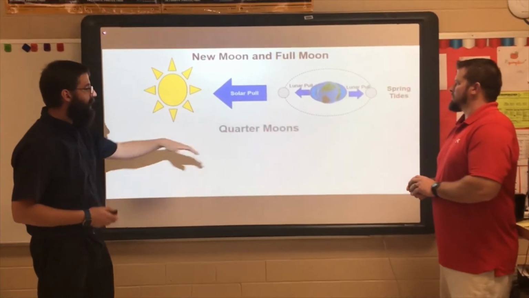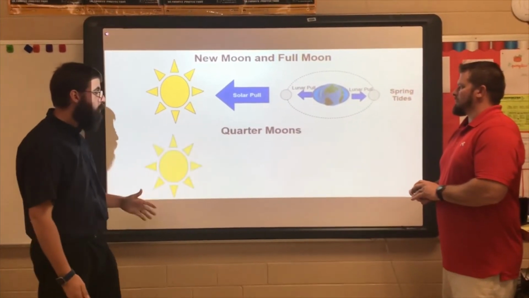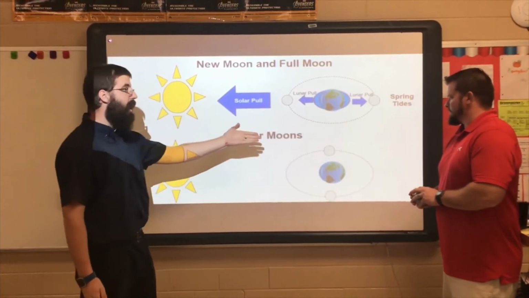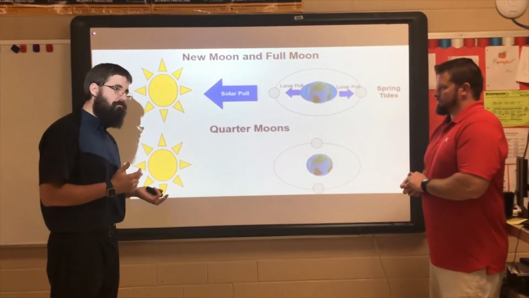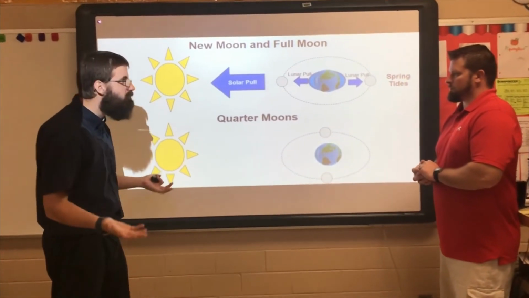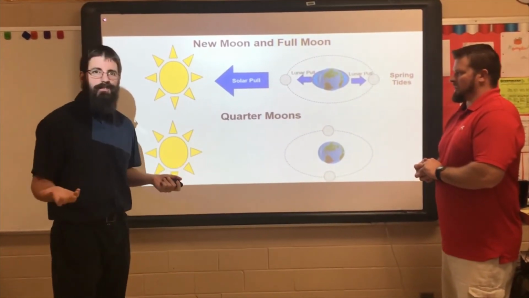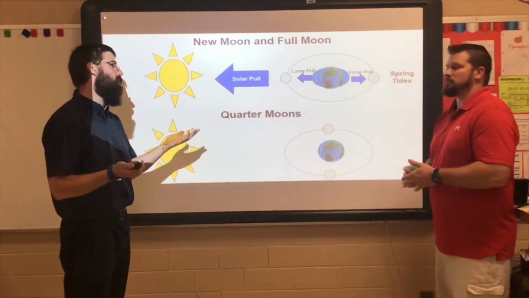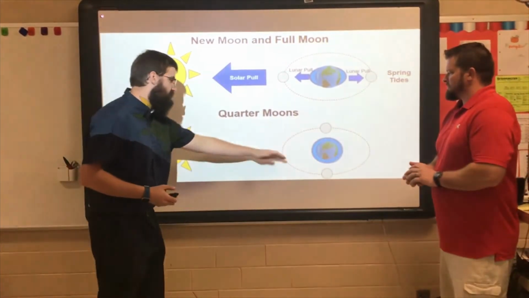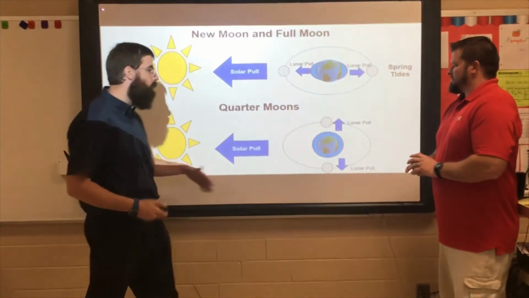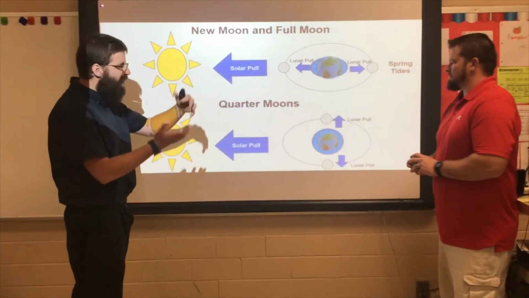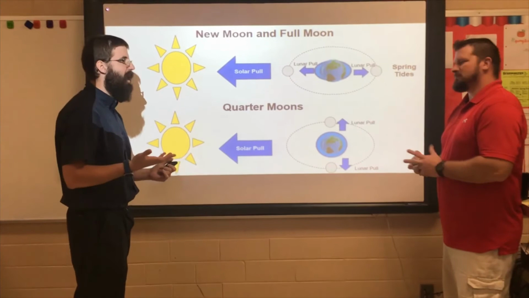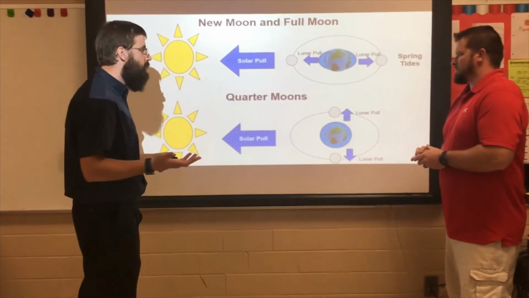But when we start looking at the quarter moons, that's when the moon's at a 90-degree angle. So it's not really fighting. It's not really helping. It's just there. Kind of like they're working solo now. So the sun's pulling from its solar pull, the moon's pulling from its own lunar pull, and it kind of almost evens things out because they're all working on their own.